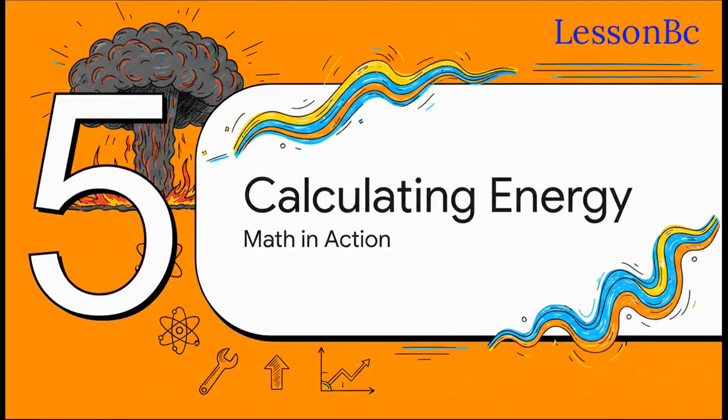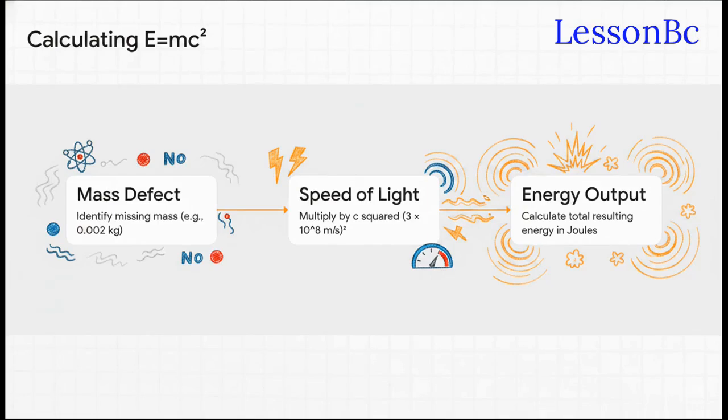All right, part 5, calculating the energy. Let's actually do a solved example together to see this in action. Let's say we have a tiny mass defect of just 0.002 kilograms. We use E equals mc squared. So we take our 0.002 and multiply it by the speed of light squared. That's 3 times 10 to the 8th meters per second, all squared. Which means we're multiplying 0.002 by 9 times 10 to the 16th.